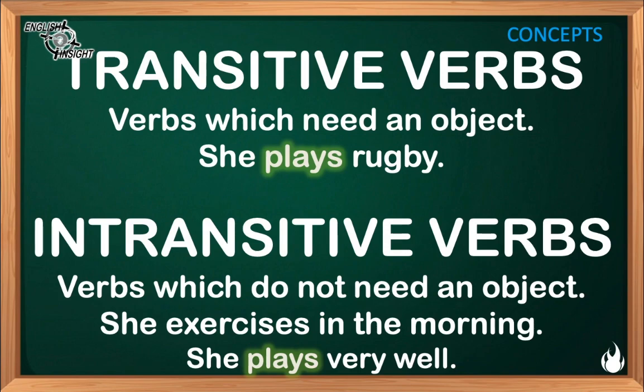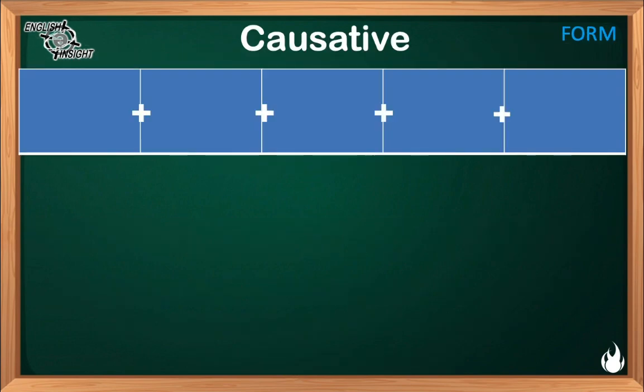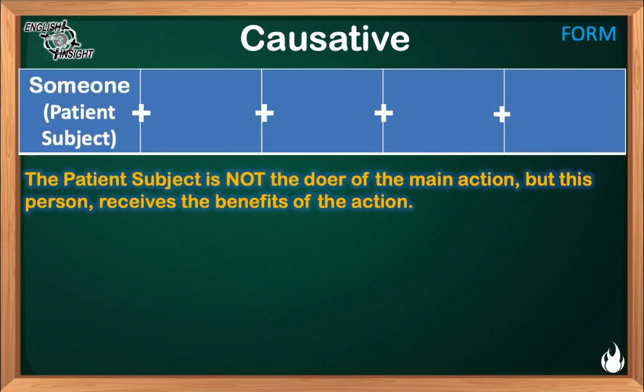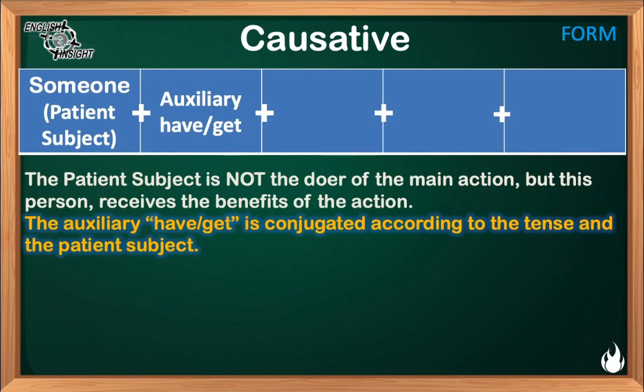The causative form follows the next structure. We commence by mentioning someone, that is to say a patient subject. The patient subject is not the doer of the main action, but this person receives the benefits of the action. Then the auxiliary have or get. The auxiliary is conjugated according to the tense and the patient subject, in the case of the third person.